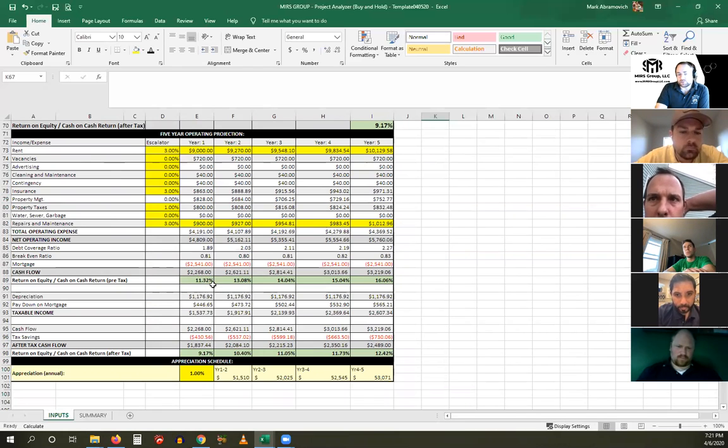Again, I don't care about cap rate, right? I don't eat cap rate. I eat the return on my cash.